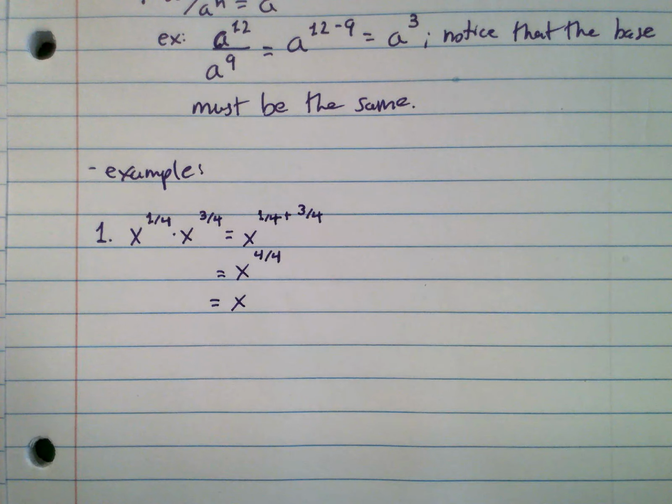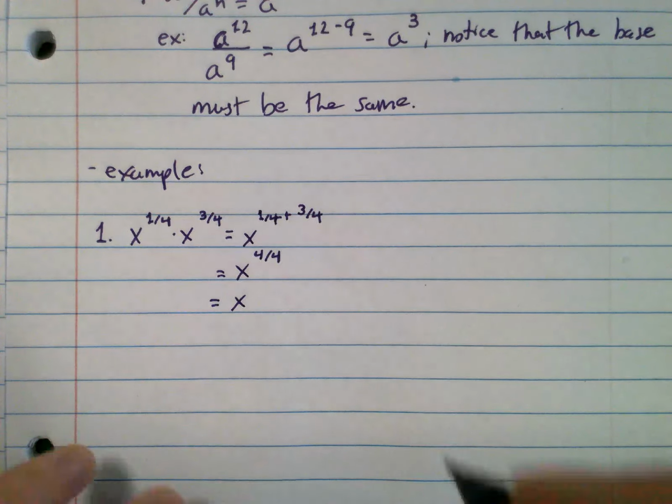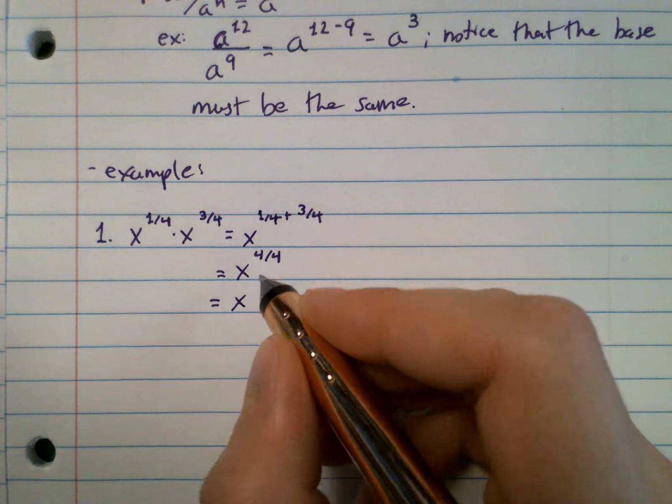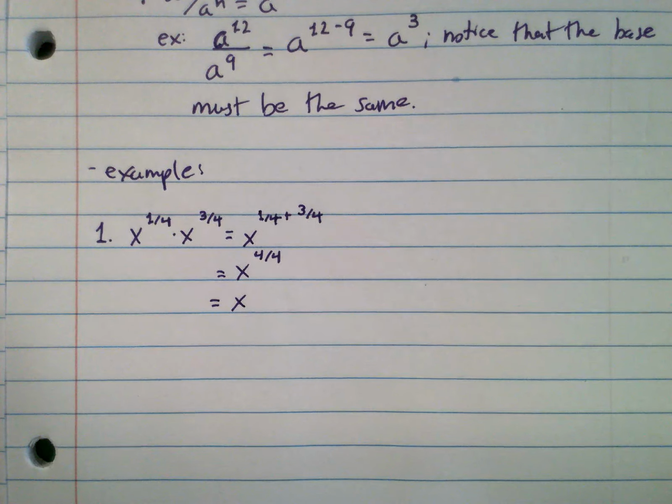Now, alternatively, if this had been, let's say, 5/4, and then I said I wanted to convert it to radical form, you would obviously make it the 4th root of x to the 5th power.